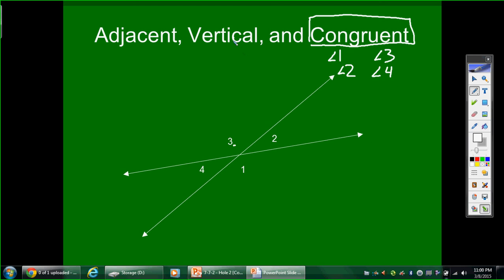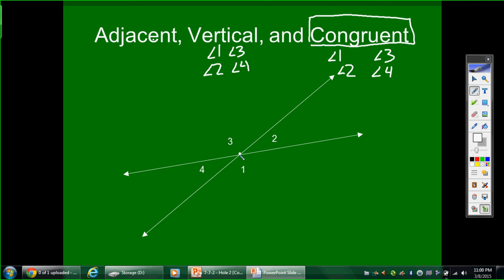Vertical angles are angles that share a vertex and are directly across from each other. So 1 and 3 are vertical. 2 and 4 also share the vertex and are across from each other. So in this case I have two pairs of vertical angles. And I think about a vertical leap being how high somebody can jump, and vertical angles are jumping across the vertex. It's my little trick to remember.